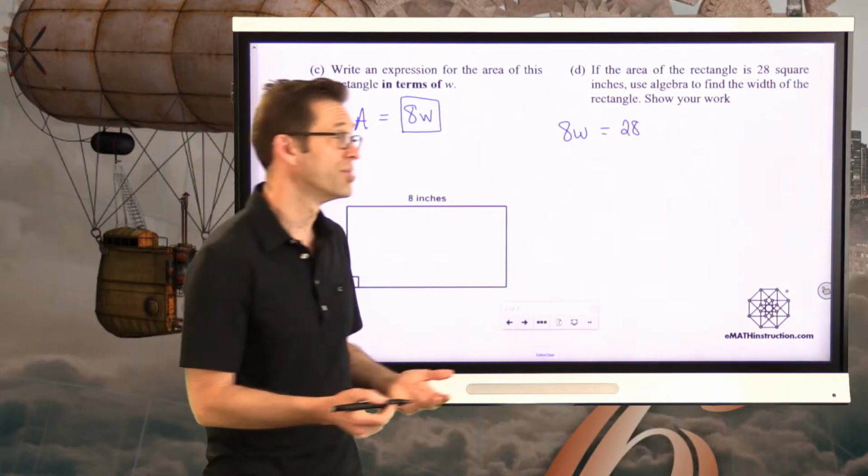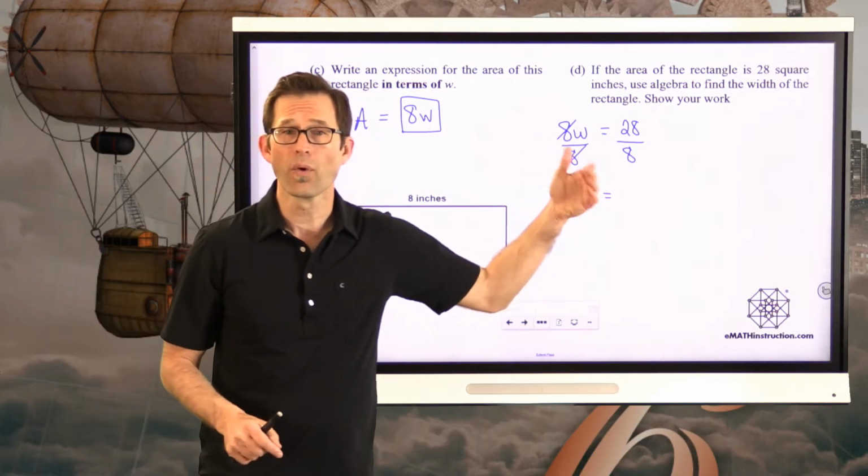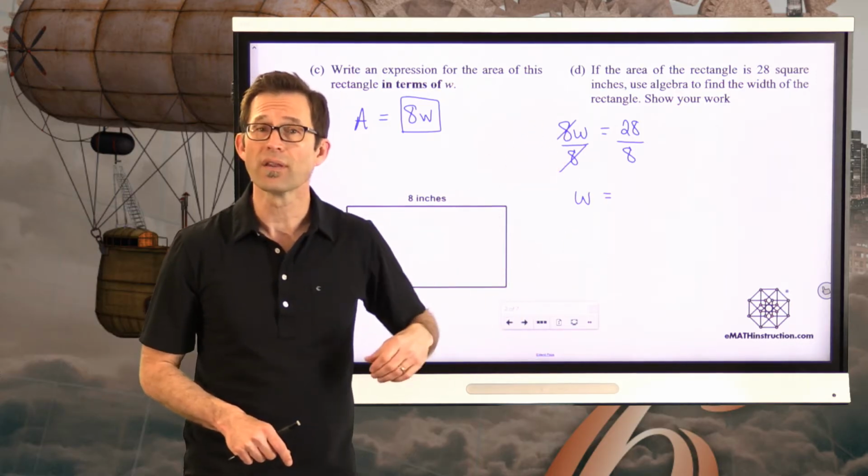All right, let's do it. It's simple enough, right? It's a one-step equation. Since we multiplied w by 8, to undo it, we have to divide by 8. Now, 28 divided by 8 is not a nice number, right? If this was something simple like 24 divided by 8, great. The answer would be 3. But 28 is not evenly divisible by 8.